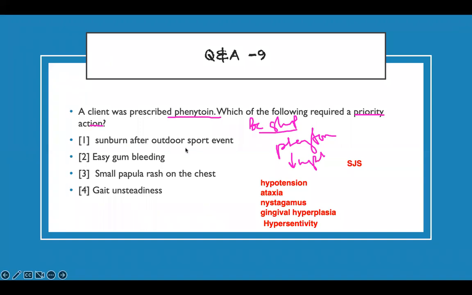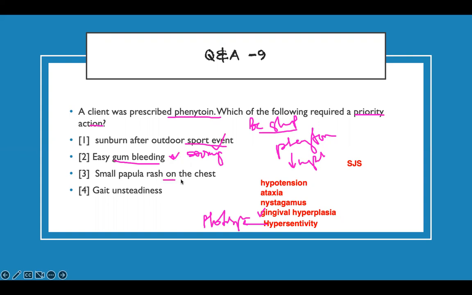A sunburn after an outdoor sports event. Yes, this is photosensitivity. It's not bad. It's not going to kill them. Easy gum bleeding. This is gingival hyperplasia. Not going to kill them. It usually happens if they are taking more than 500 a day, and it's usually found in kids, like younger patients. It's not going to kill them.